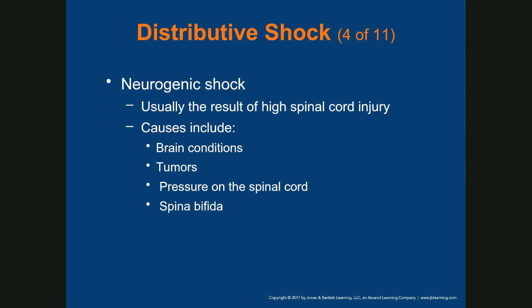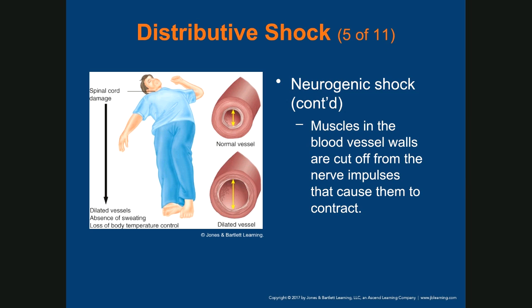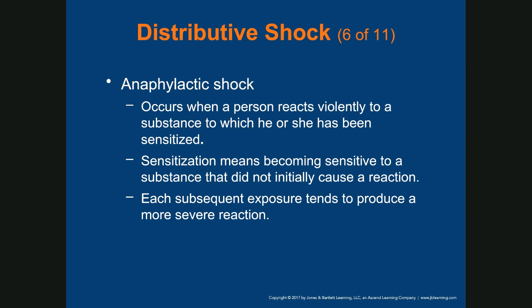So neurogenic shock is usually the result of high spinal cord injury. Causes include brain conditions, tumors, pressure on the spinal cord, spina bifida. In neurogenic shock, muscles in the blood vessel walls are cut off from the nerve impulses that cause them to contract. Right? And that's it in a nutshell.